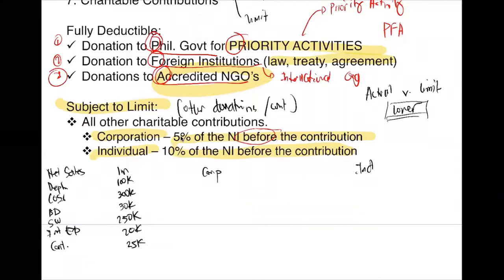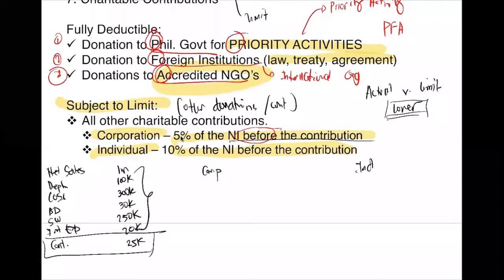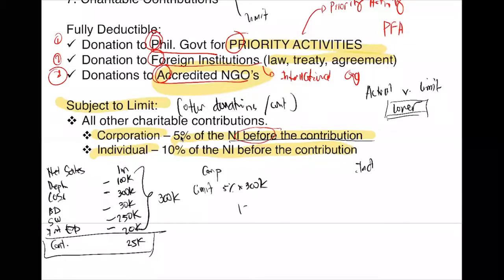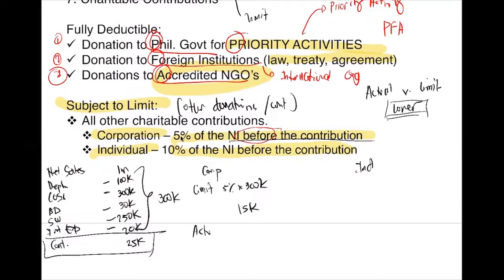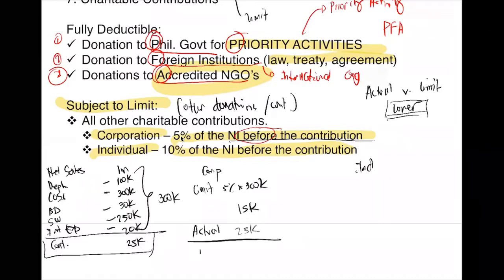So for corporation, we first get the net income before contribution. So take first the net income before that contribution. 1 million, less depreciation, less cost of sales, less bad debts, less salaries and wages, less interest expense. So we have 300,000 pesos. Okay? So our limit for corporation is 5% of 300,000 pesos. So we have 15,000. You compare with your actual, which is 25,000. What is lower? 15,000 pesos.